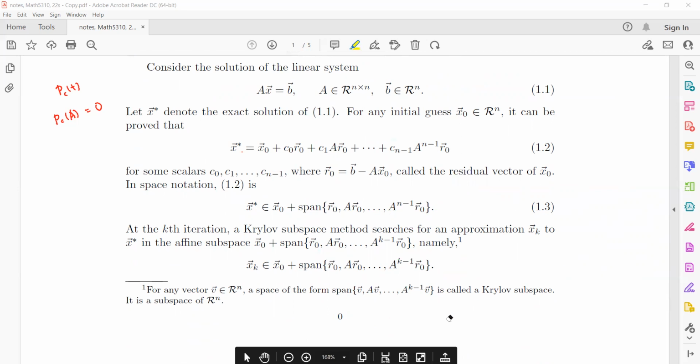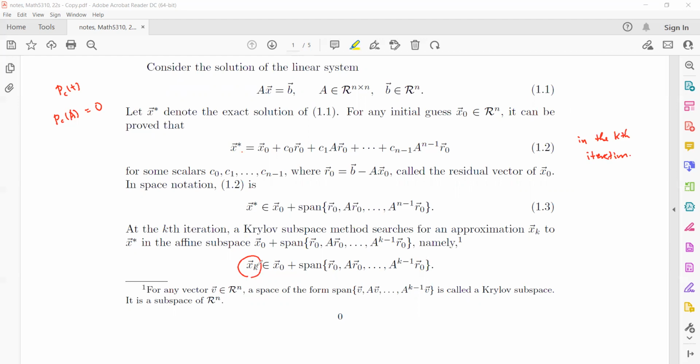Okay. Then a Krylov subspace method. It is an iterative method. In the kth iteration, a Krylov subspace method searches for some approximation, say xk. Xk is an approximation to the exact solution of the linear system. Search, find some approximation from this affine subspace. Here, k. Okay, when k is n, the exact solution is in this affine subspace.